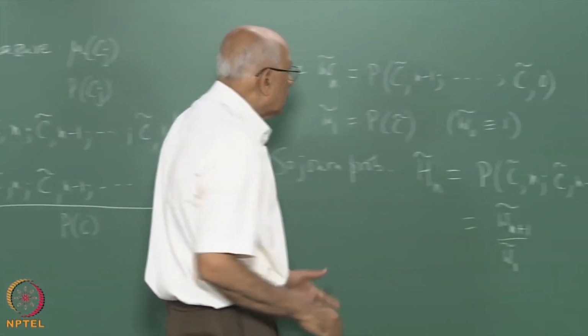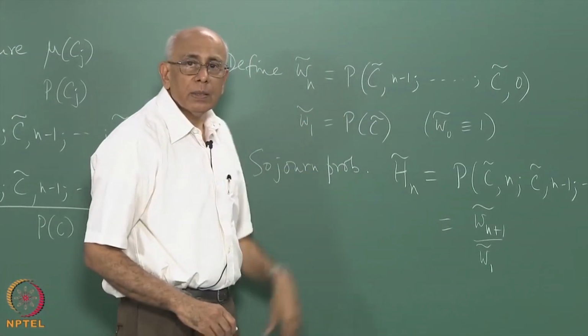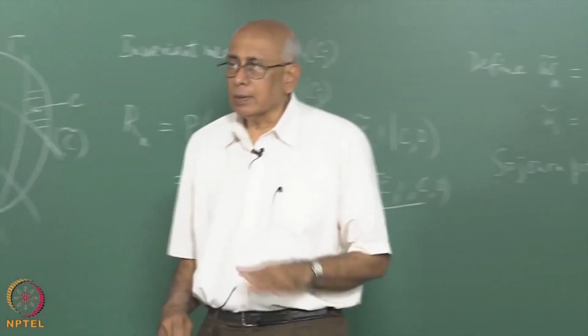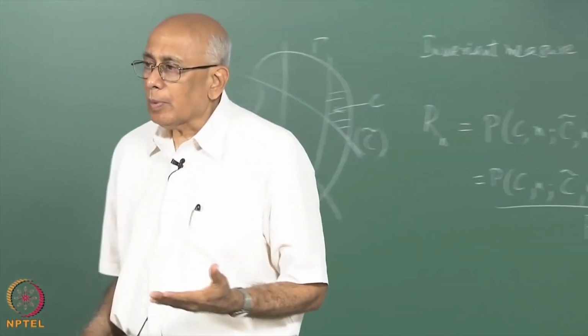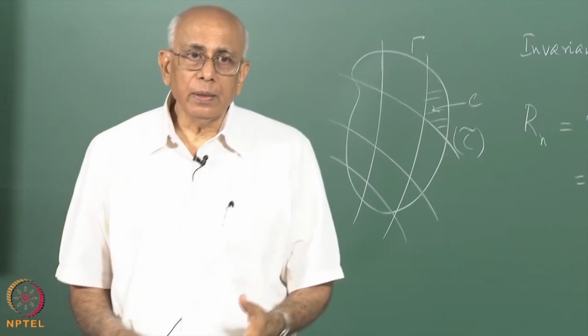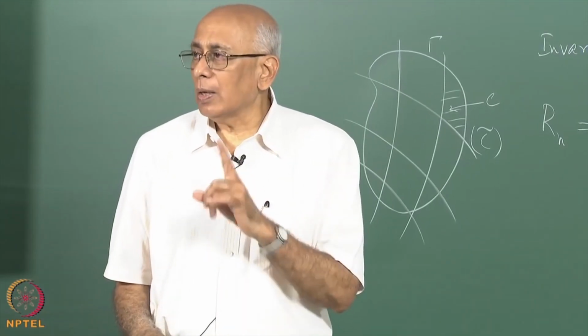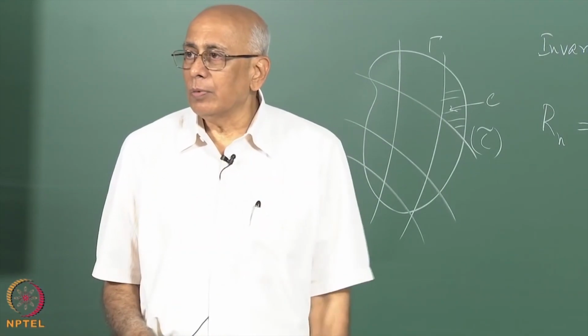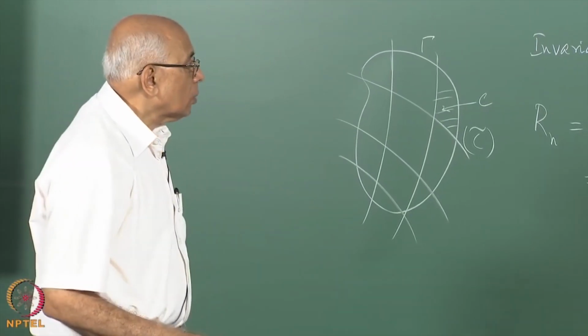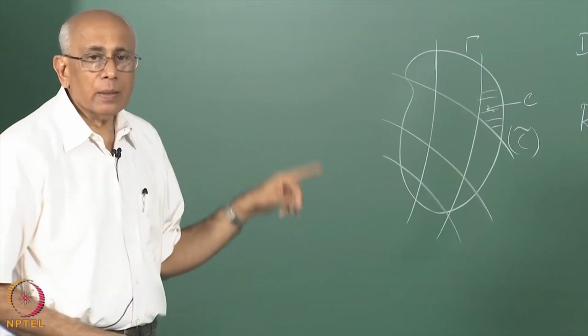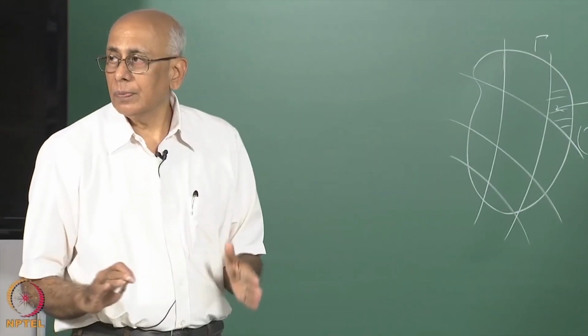What we do know is that this set of numbers is actually a decreasing sequence. As n increases, the probability that you are going to stay out of C is going to decrease. Because it is ergodic, sooner or later the point will move into C. So as n tends to infinity, I expect Wn tilde to actually go to 0, okay.